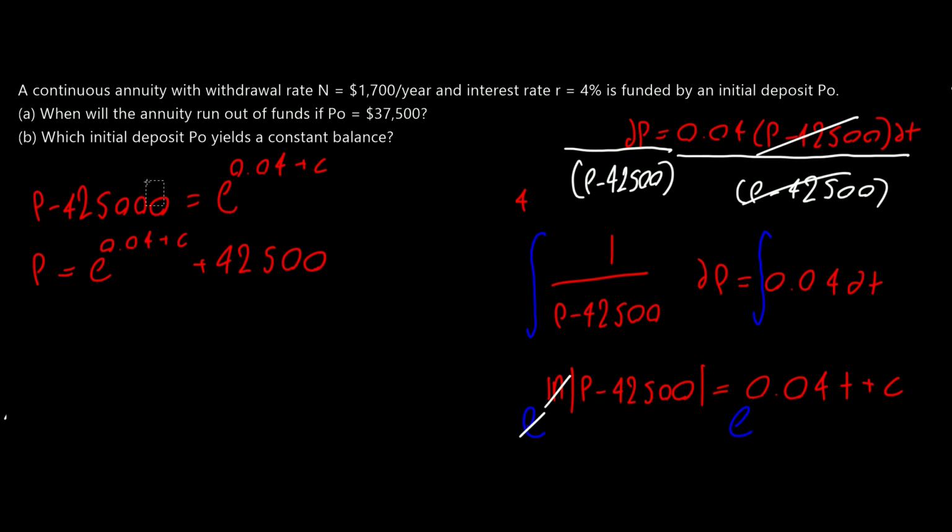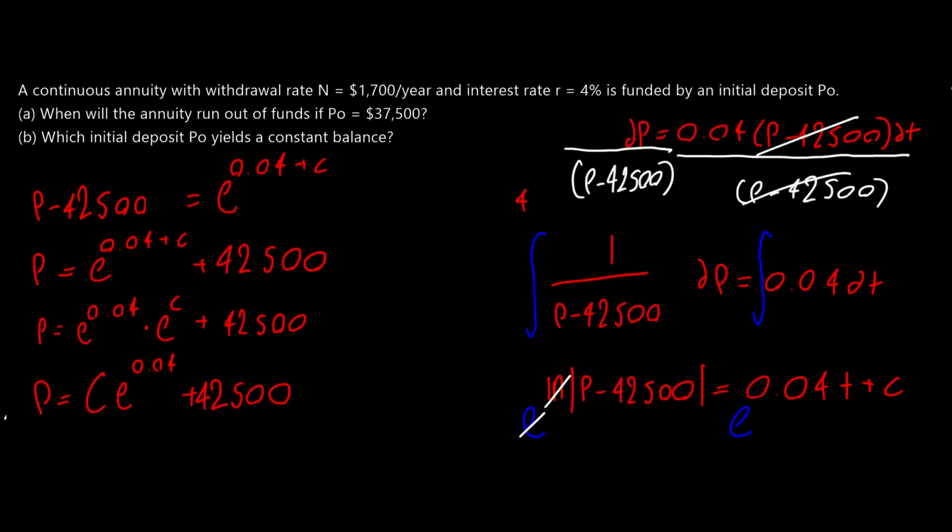And once again, I randomly added another 0 for some reason, so let's go ahead and get rid of that. So then we're going to have p equaling e to the power of 0.04t, and then we can just say that it's multiplying by e to the power of c, and then plus 42,500. And then again, e to the power of c is going to be a constant, so we can just write that as another c, and then it's going to be multiplying by e to the power of 0.04t, and then plus 42,500. And then this will be your general solution for this problem.